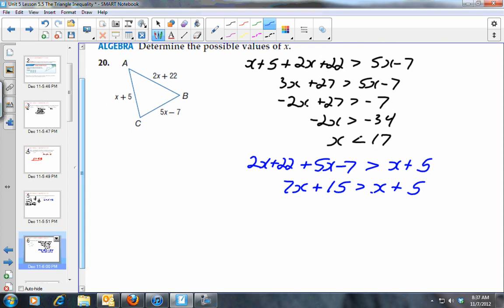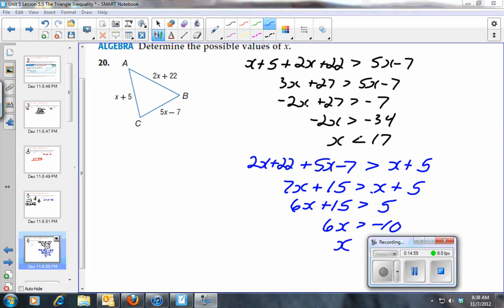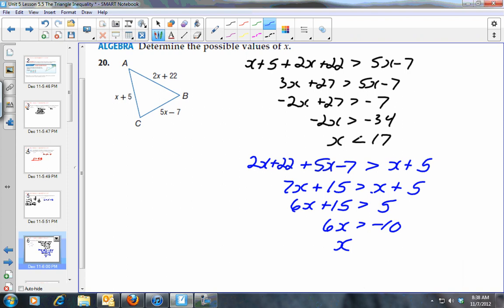All right, let's subtract an x from both sides. 6x plus 15 greater than 5. Subtract 15 from both sides. 6x greater than negative 10. Divide both sides by 6. All right, so x is greater than negative 10/6. And I can reduce that, but that's good enough.